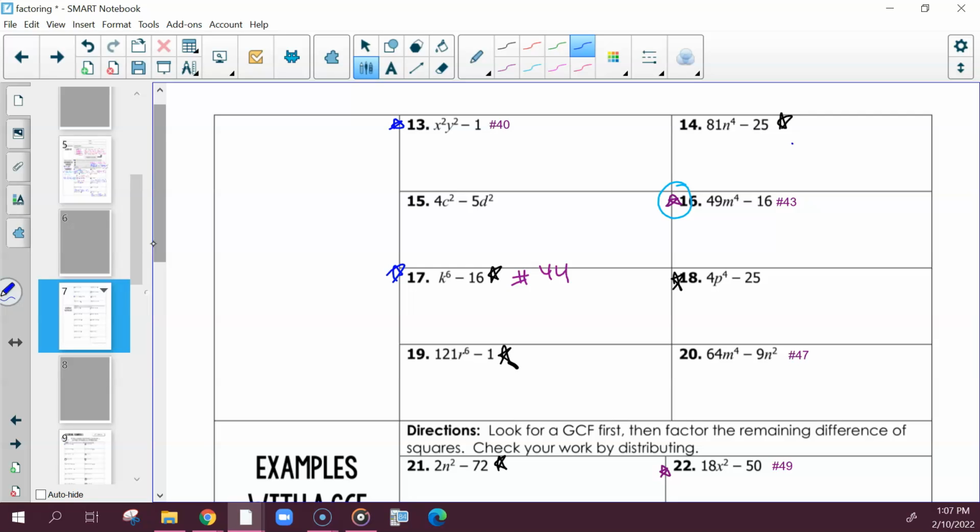Now a lot of these are similar to what we just did, but also a little different. So for number 13, we now have 2 variables in the first term instead of just 1. Same thing though. What would my 2 factors be? xy plus 1 and xy minus 1.